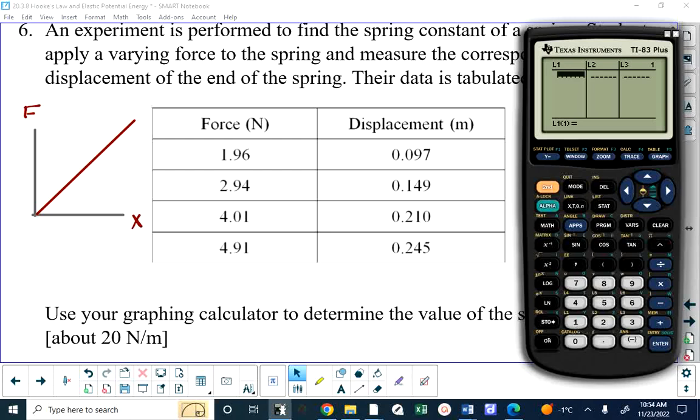So let's enter the data first. When you turn your calculator on, you need to get into the area where you have your lists, and that's found by going Stat Edit. And you need to remember that your X data goes in your L1. So we want the displacement to be in L1, so we can enter 0.097, 0.149, 0.21, 0.245, and double check all of the entries. They look okay.